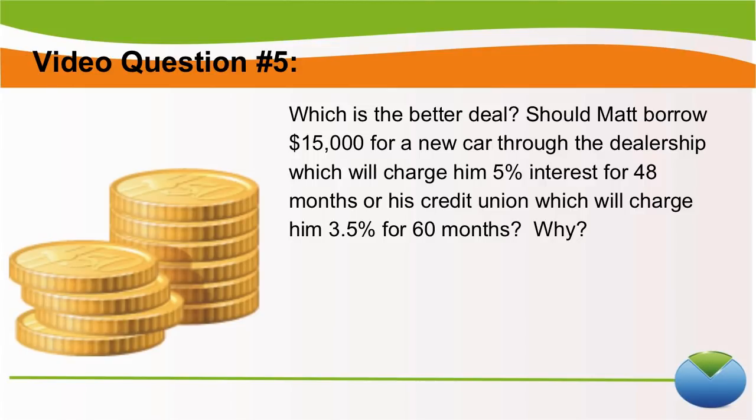Video question number 5 says, which is the better deal? Should Matt borrow $15,000 for a new car through the dealership, which will charge him 5% interest for 48 months, or his credit union, which will charge him 3.5% for 60 months. Tell me which one is the better deal and explain why. When you are done, make sure you have this with you tomorrow for checking.